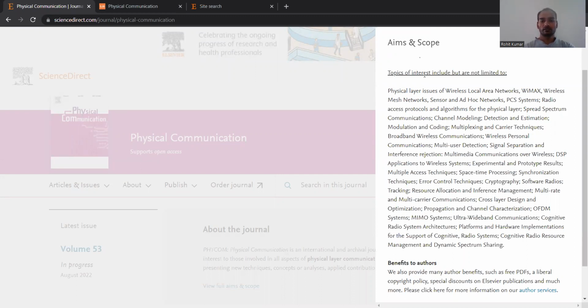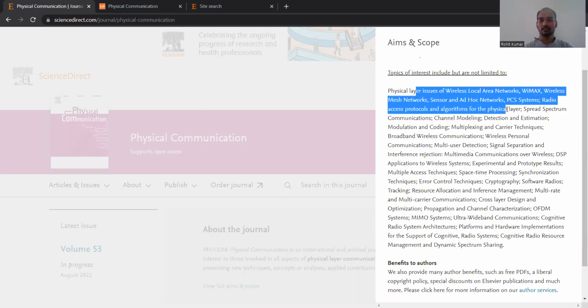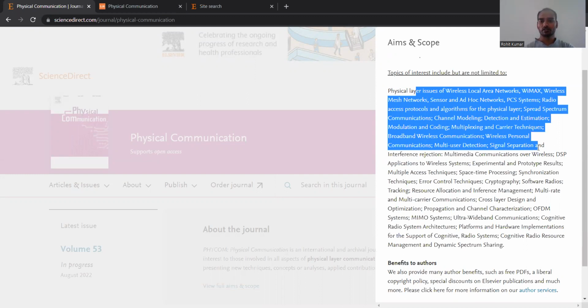Additionally, the full aim and scope are listed here as different topics of interest, but obviously not limited to: the physical layer issues of wireless LAN, WiMAX, wireless mesh network, sensor network, ad hoc network, PCS system, radio access protocols, channel modeling, detection and estimation, multiplexing and carrier techniques, broadband wireless communication, multi-user detection, multimedia communications, experimental and prototype results, error control techniques, cryptography, software radios, multi-carrier communication, cross-layer designs, MIMO systems, ultra-wideband communication, cognitive radio system design, radio systems, cognitive radio resource management, and dynamic spectrum sharing.